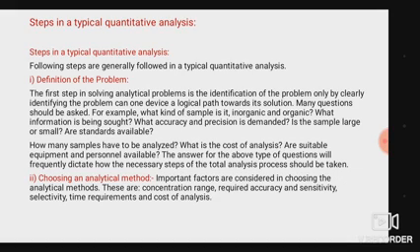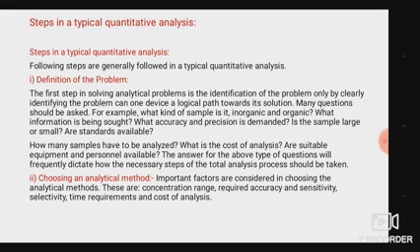The second step is choosing an analytical method, that is, which type of method you choose for the analysis. Important factors are considered in choosing the analytical method. It should be easy, less time consuming and less expensive. This is a very important step in quantitative analysis. These factors are concentration range, required accuracy, sensitivity, selectivity, time requirement and cost of the analysis.